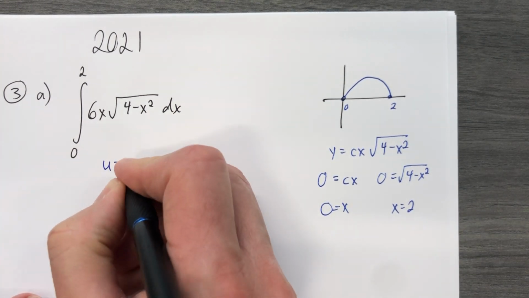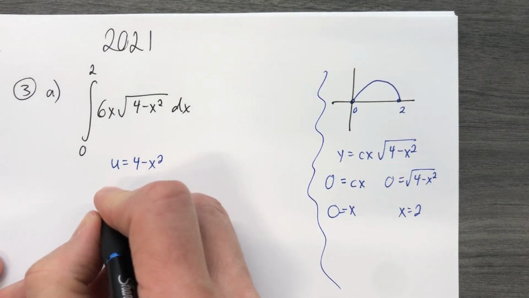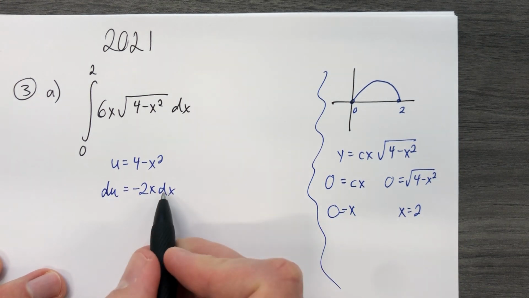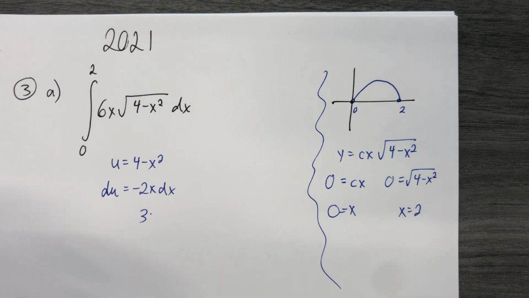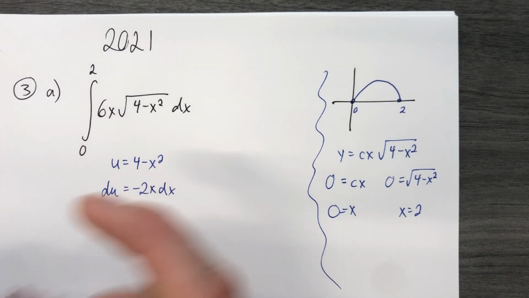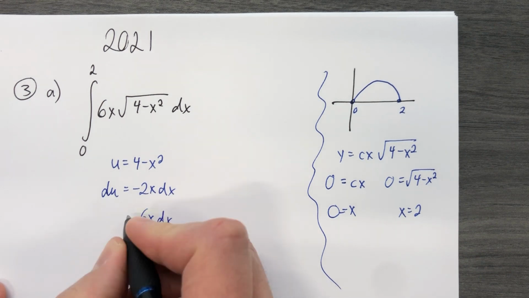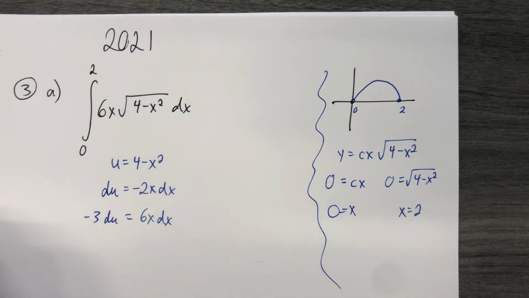U is the inner function. This is going to be in my way, so let's just block it off. The derivative of that is negative 2x dx. I don't want negative 2x dx. I need a 6x. So we'll make it. Whoops, that's not a 6. You can see where this is going though. I need a 6x dx. How do you turn a negative 2 into a 6? You negative triple it. Okay.